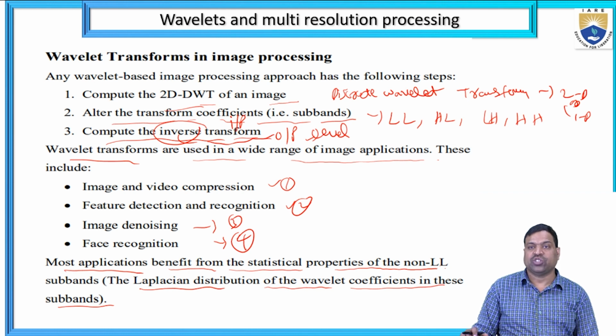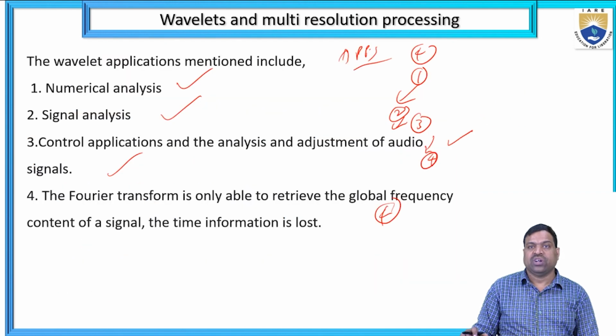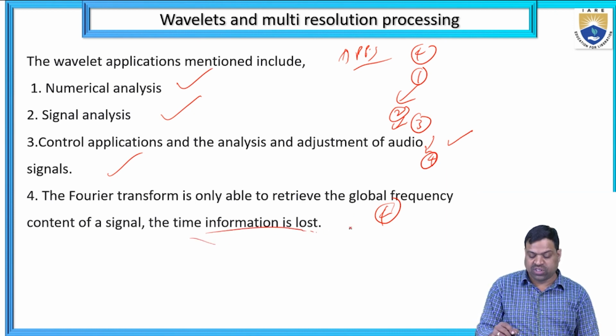What are the applications? They are used in image and video compression, detection and recognition, image denoising and face recognition. These are the applications of wavelet transforms. Other applications include numeric analysis, signal analysis, control applications with analysis and adjustment of audio signals. Fourier transform is only able to retrieve the global frequency content of a signal, so time information is lost. These are the applications of wavelet transform.